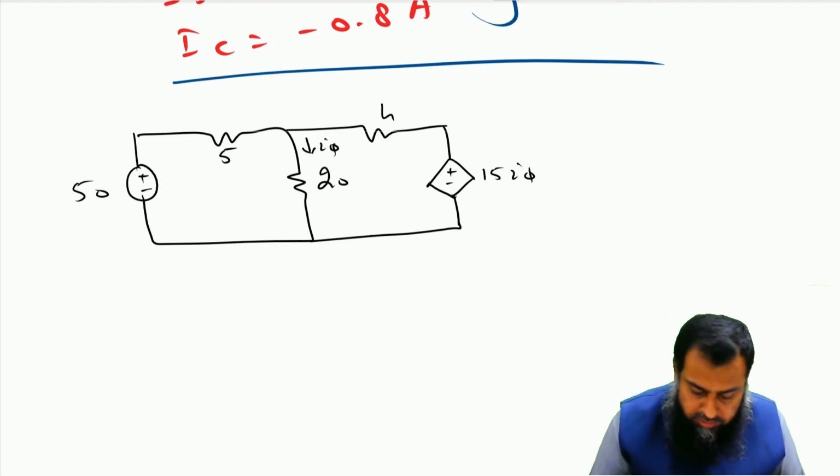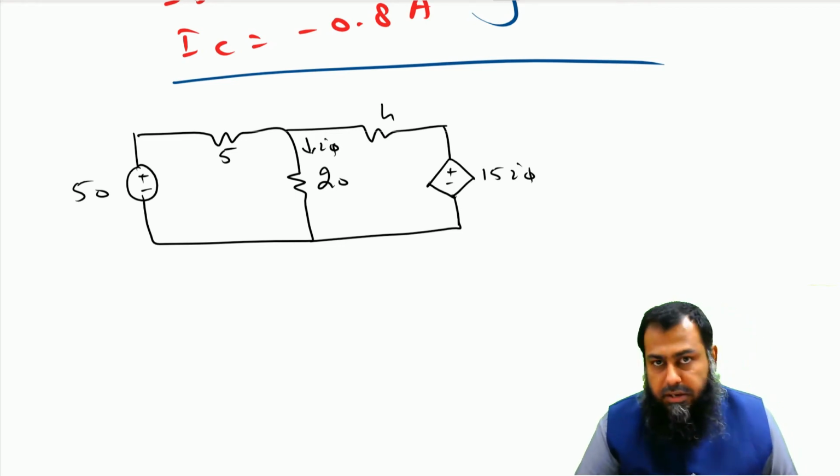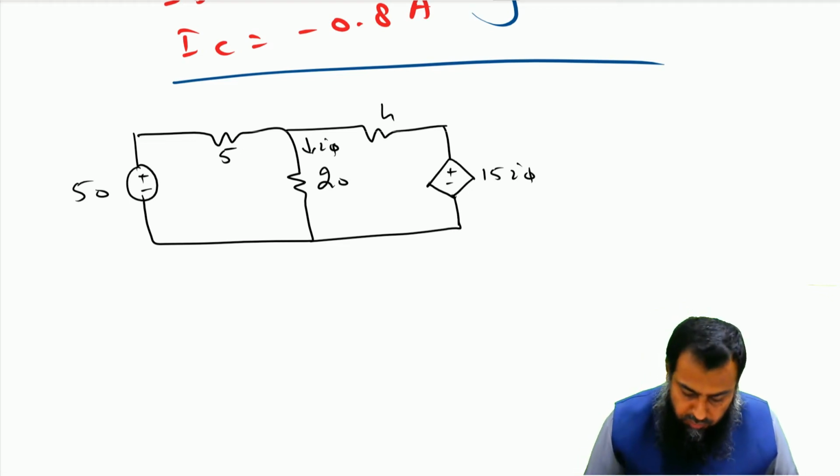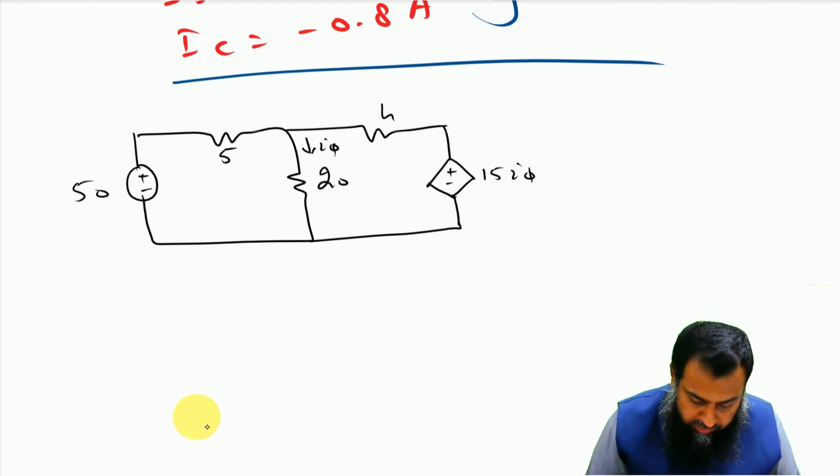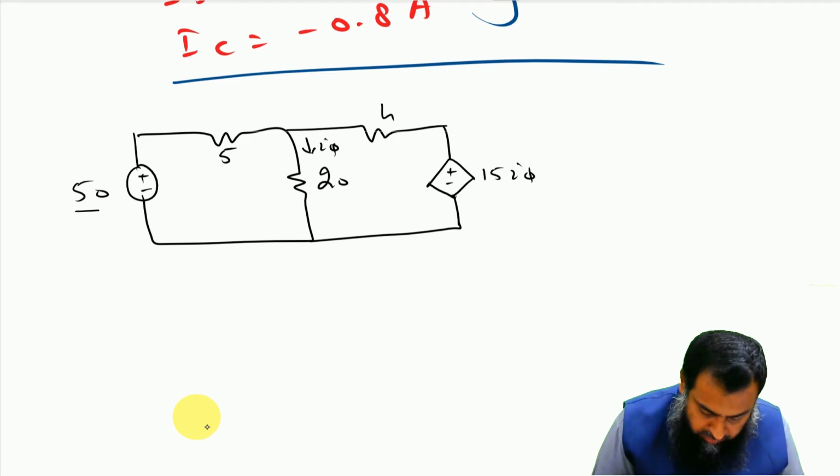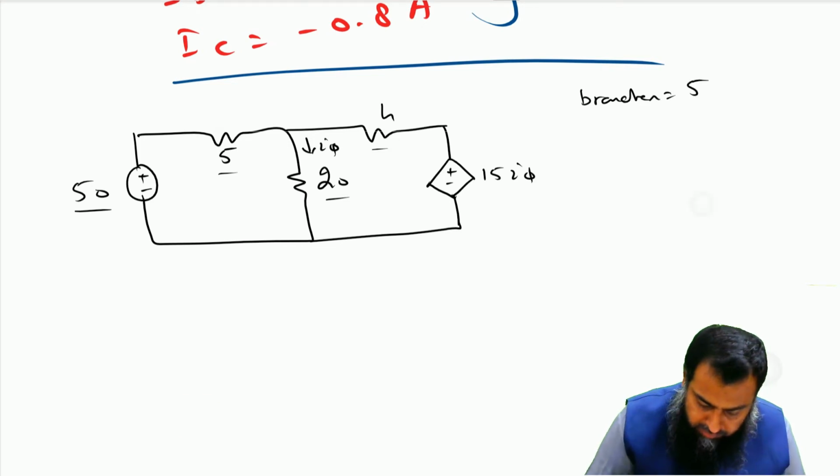So as a first step, we shall assign the mesh currents here. Again, if you count the total number of branches in this circuit, this is branch 1, 2, 3, 4, 5. So the total number of branches is equal to 5, and there are 1, 2, 3, 4 nodes available here. So nodes is equal to 4.